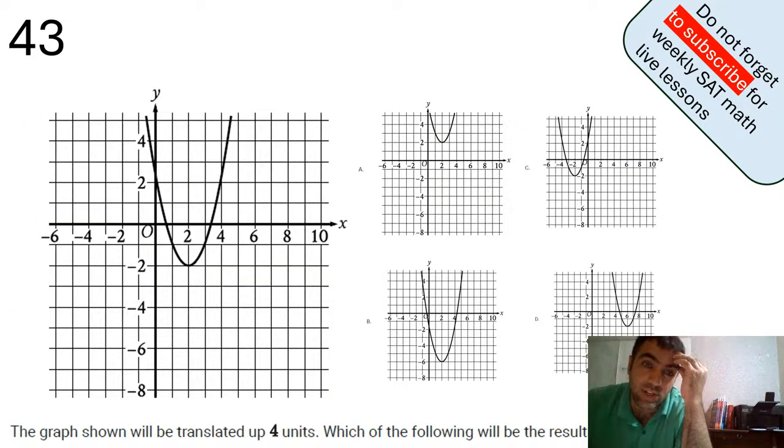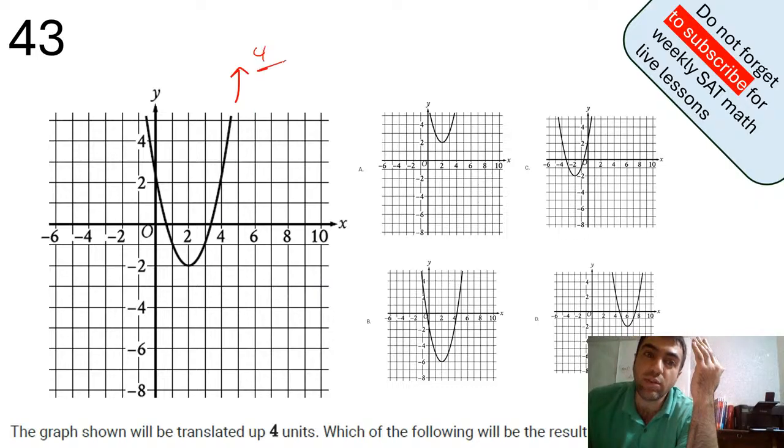Next question. The graph shown will be translated up 4 units. Which of the following will be the resulting graph? Translate this graph upward by 4 units. Which of the answers is it?